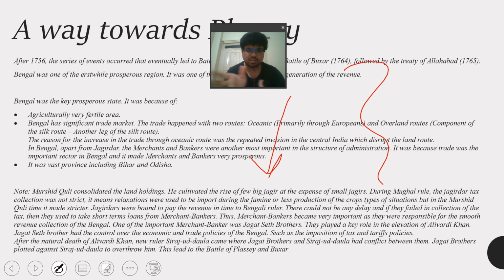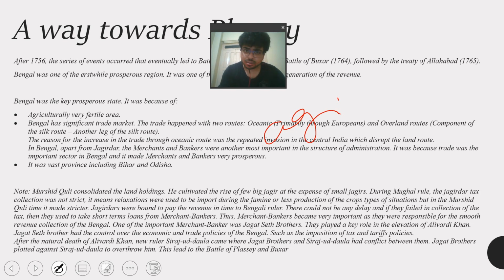He was strict and all, kind of strict. So he cultivated the rise of a few big jagirs at the expense of the small jagirs. During Mughal rule, the Jagirdar tax collection was not strict. Let us suppose the monsoon hit badly, whether the rainfall was less or more, and if your agricultural product was affected, then you had to pay less tax. That was at the time of the Mughal Empire, but when he was ruling, he was strict.